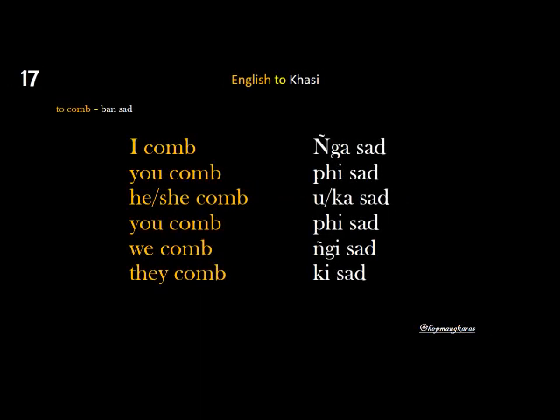I comb: nga sad. You comb: pi sad. He or she combs: u sat or ka sat. You comb: pi sat. We comb: ngi sat. They comb: ki sat.